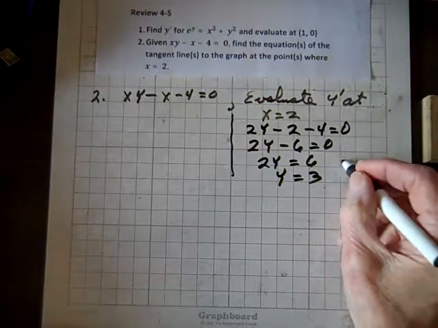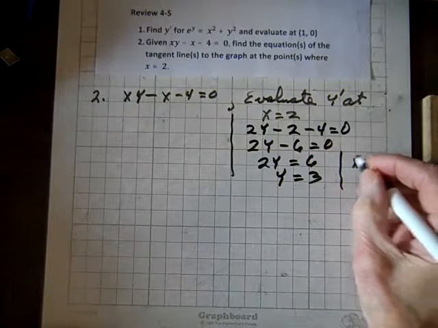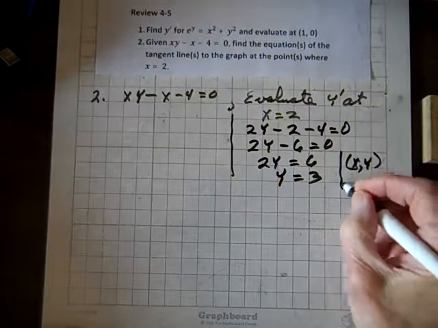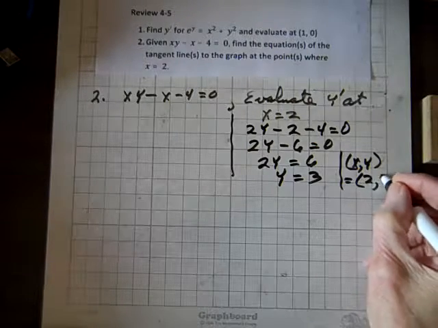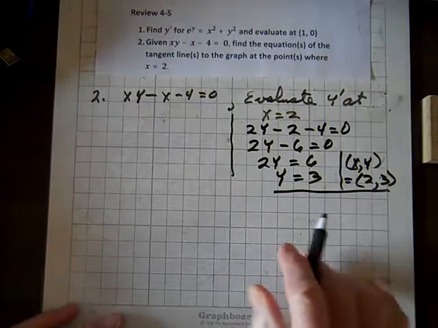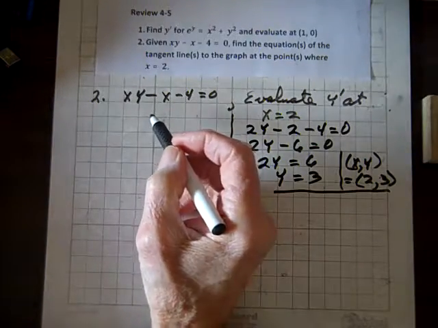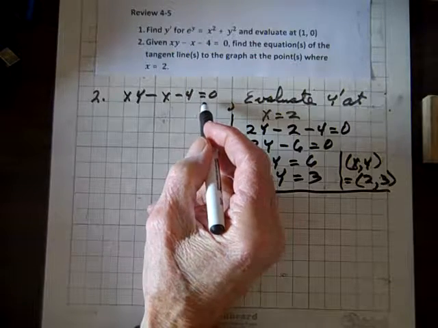So now we know what our ordered pair is: (x, y) is going to equal (2, 3). Okay, that task is out of the way. Now, let's use implicit differentiation and find y prime.